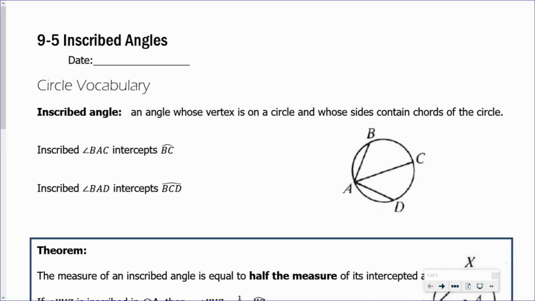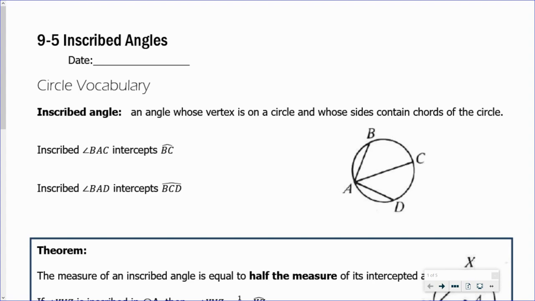Okay, in the last video we discussed arcs and central angles. Today we will focus our studies on inscribed angles. I'll begin by introducing some new terminology, theorems, and corollaries. Along the way, I will complete some examples that will demonstrate how to apply this new information. This is the first video in a series of two, so let's get started.